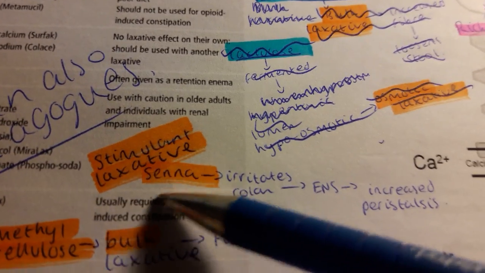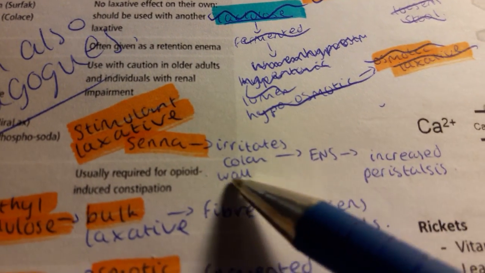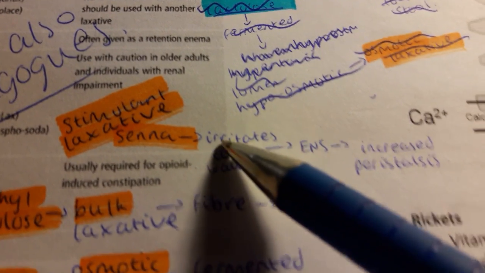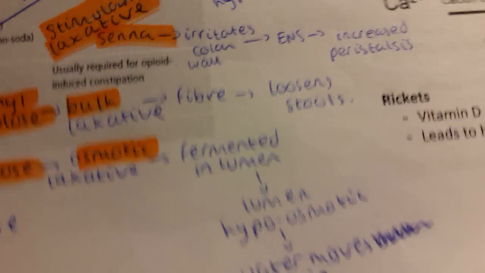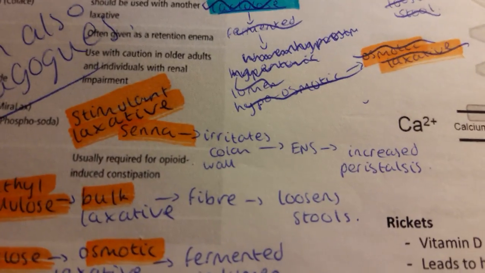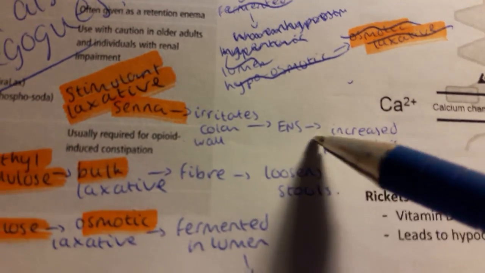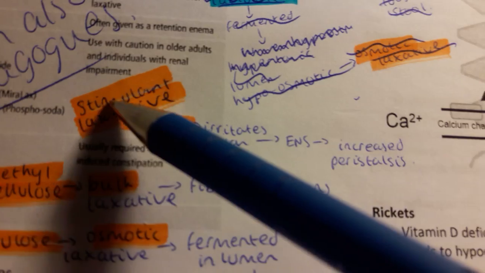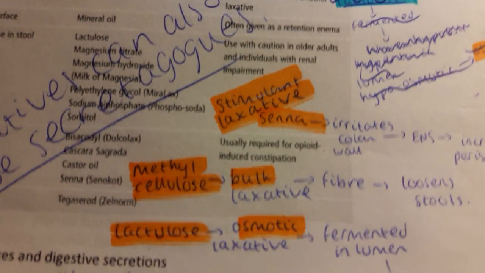Well, senna, the stimulant laxative, irritates the colon wall and the enteric nervous system, causing increased peristalsis. And if you increase the peristalsis, the food is going to be moving through the gut faster, causing diarrhea as a result. So senna stimulates the enteric nervous system, right?